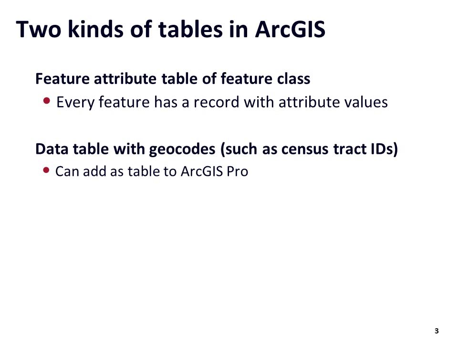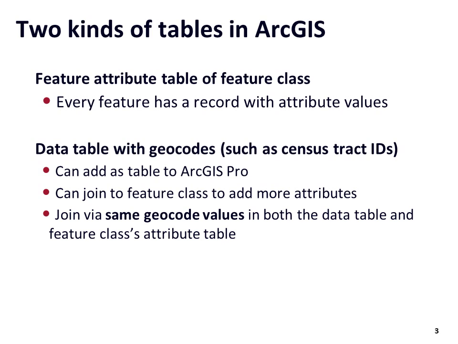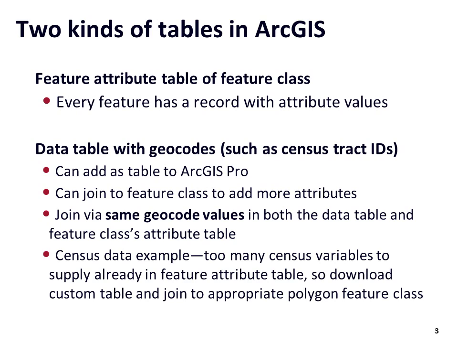And you can add a table to ArcGIS Pro as well. And you can join that table to feature classes to add more attributes to those features. And you can join via the same geocode values in both data tables and feature class attribute tables. Census data example, too many census variables to supply already in the feature attribute table, so download the custom table and join the appropriate polygon feature class.